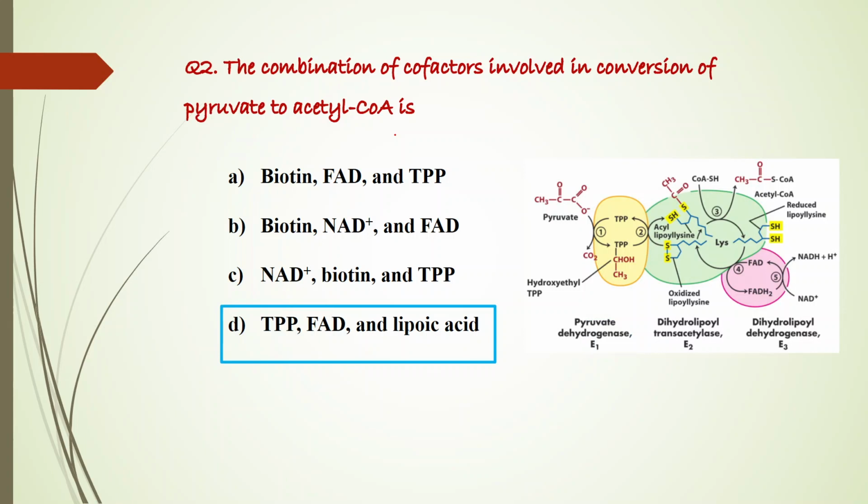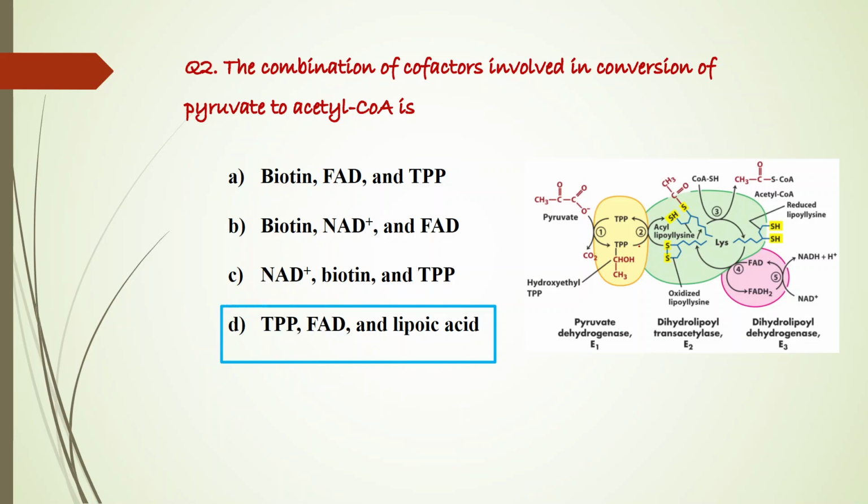So let us see. This is the pictorial diagram shown on the right hand side, for the conversion of pyruvate to acetyl-CoA. In this overall process, the enzyme that is involved, pyruvate dehydrogenase, has 3 subunits. You can already see E1, E2 and E3.